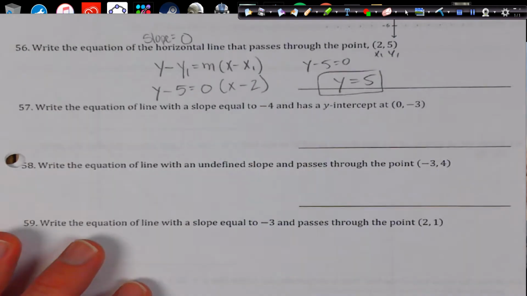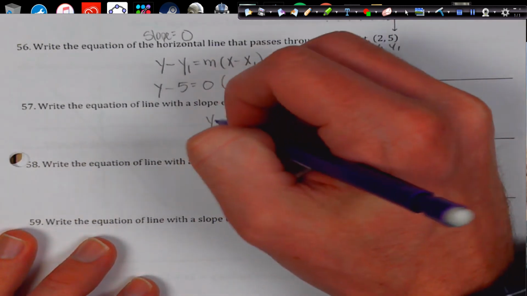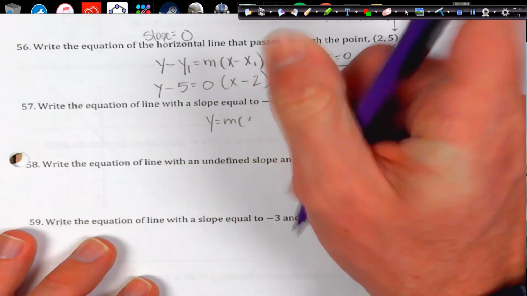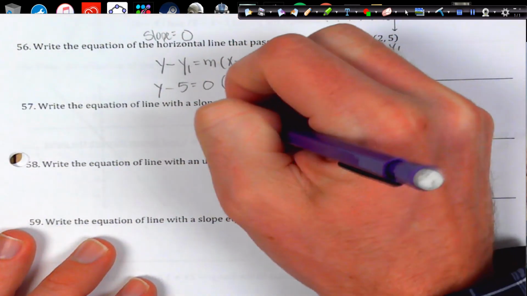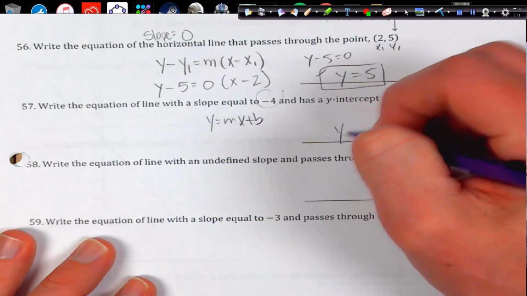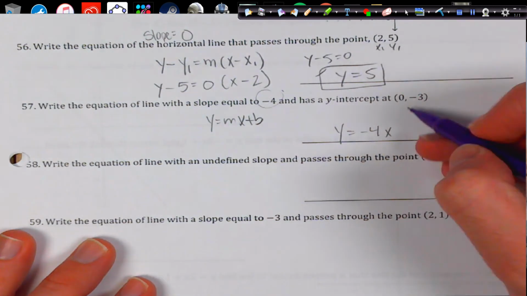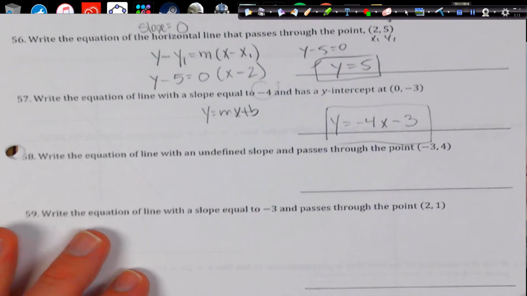With the slope of negative 4, with a y-intercept at negative 3, this is really easy. We can put this into y equals mx plus b form, and the reason why is because I have the slope and I have the y-intercept. Here's my slope, and my y-intercept's at negative 3. That one's a little bit easier.